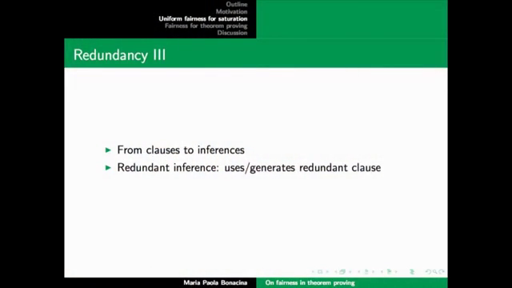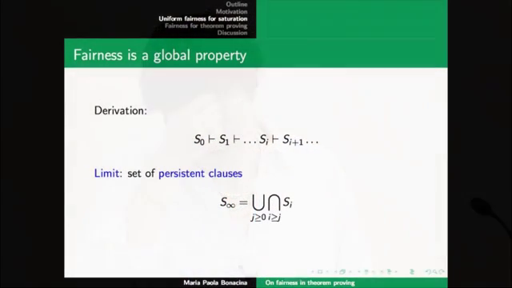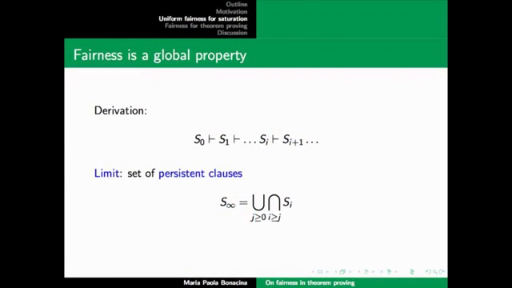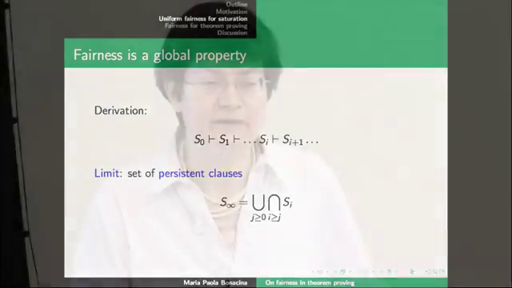Now, once we have a notion of redundancy for clauses, we can also have a notion of redundancy for inferences, because we can say that an inference is redundant if it uses or generates a redundant clause. Now, fairness is a global property, though. It does not apply to a single inference, it applies to the whole derivation. So we need to say when a derivation is fair, and then a search plan is fair if all of the derivations it generates are.